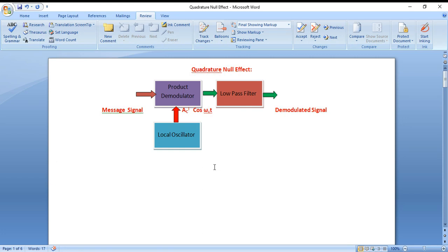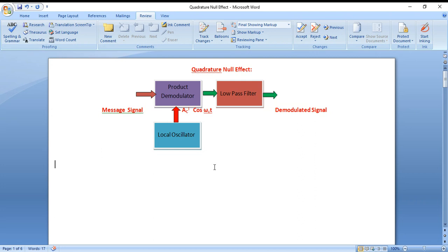Hi all. This video is mainly aimed at clarifying the quadrature null effect. Quadrature null effect occurs during the demodulation of a double sideband suppressed carrier AM signal. The device used for demodulation of DSBSC AM is called a coherent detector, also called a synchronous detector.